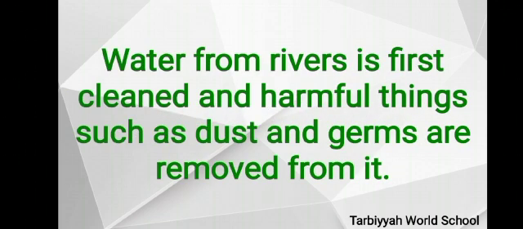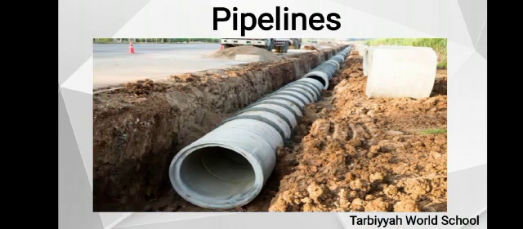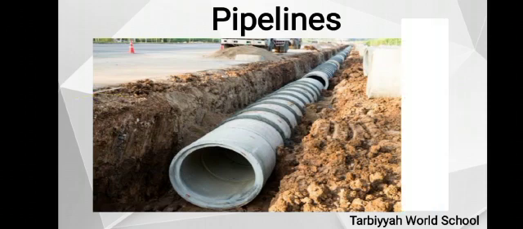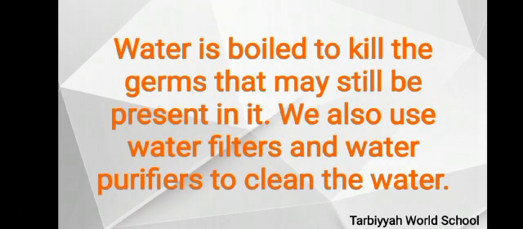Water from rivers is first cleaned and harmful things such as dust and germs are removed from it. It is then sent to our homes and offices through pipelines and taps. Water is boiled to kill the germs that may still be present in it. We also use water filters and water purifiers to clean the water.